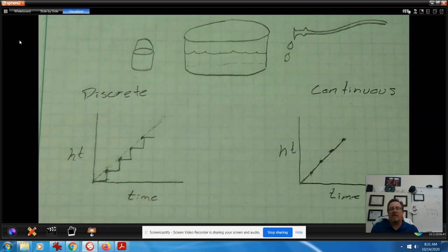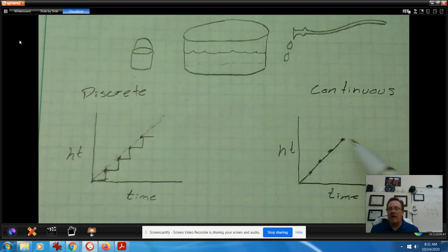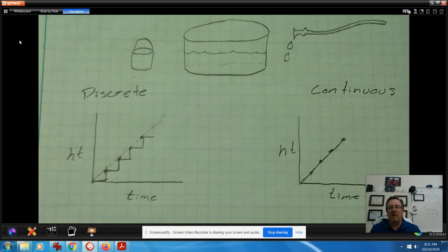So the difference between discrete and continuous is that idea of discrete being more of a stair-stepped approach to things, where it's not just a nice continuous line, but continuous meaning, yeah, you can go ahead and connect all the dots because it's continuously changing from one point to the next.